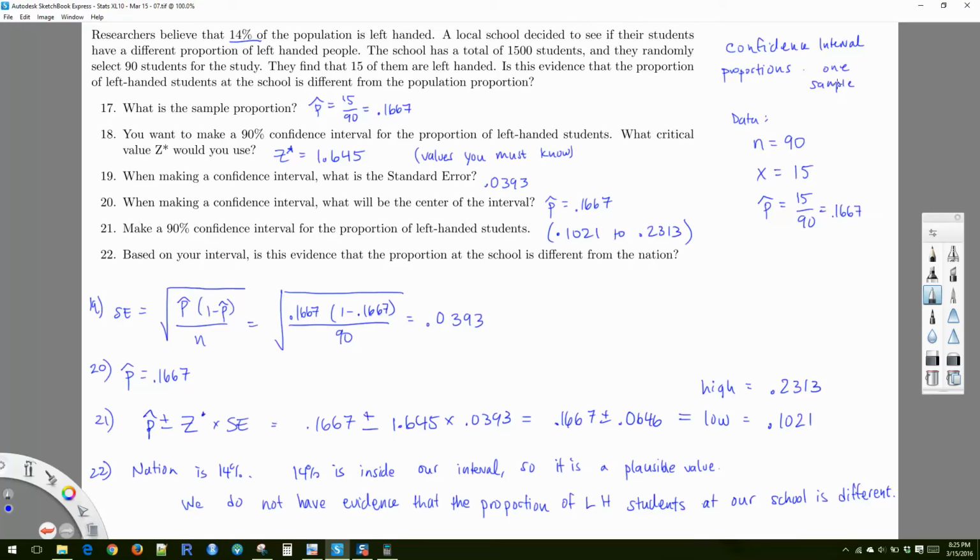So for one mean, or one proportion, 14% is a plausible proportion. And that's why we can't say our school is different from 14%, because based on our confidence interval, 14% is a plausible value for our school's proportion. Because it falls in our interval, exactly. Okay. Because 14% is in between 0.1021 and 0.2313.